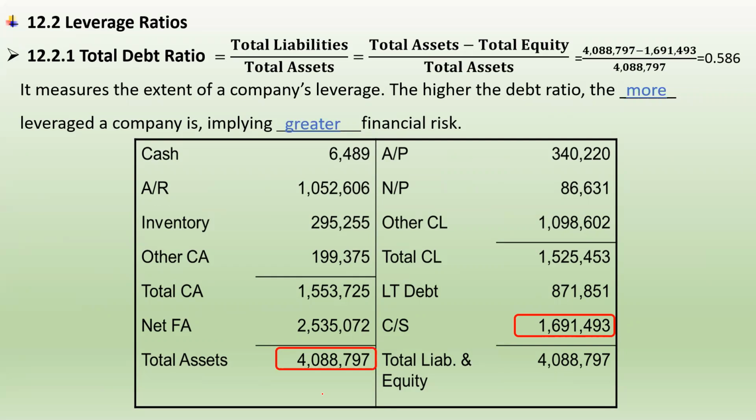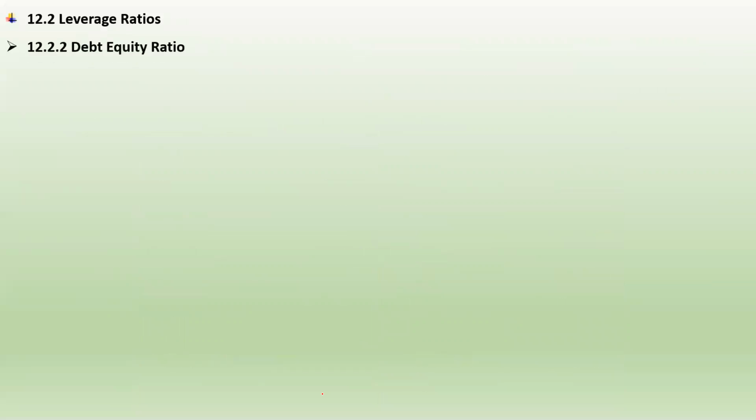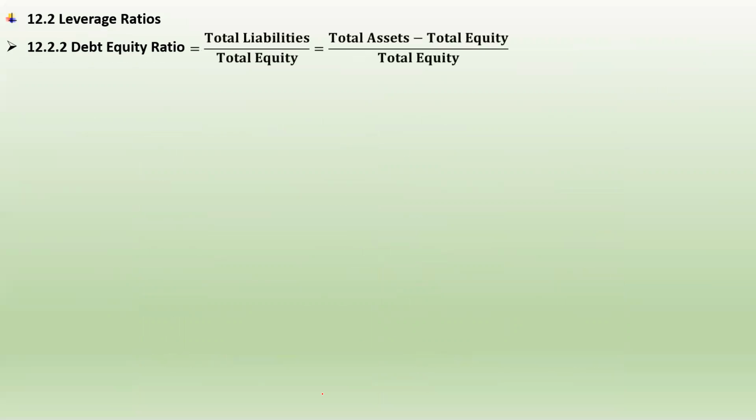50 equals 0.586. It's 58.6%. It's more than half. The second leverage ratio is called the debt equity ratio. Debt equity ratio equals total liability divided by total equity.